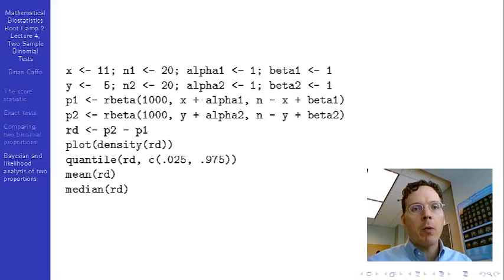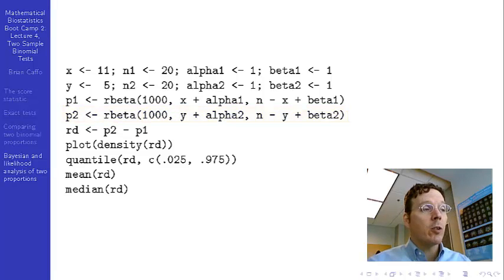Then I'm going to sample from the posterior. So I just simulate random betas. I simulated 1,000 beta pairs, where now my alpha parameter is x plus alpha 1, and n minus x plus beta 1. And then for P2, my alpha parameter is y plus alpha 2, and n minus y plus beta 2.